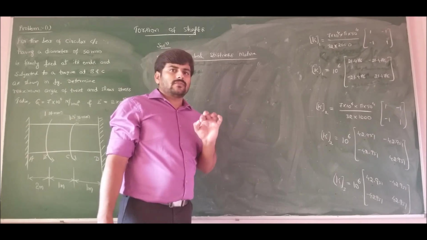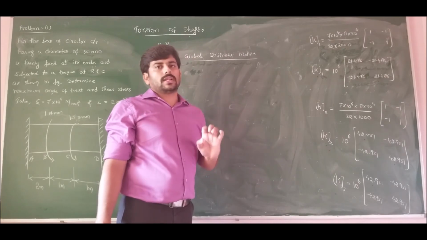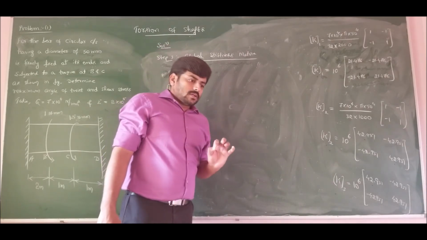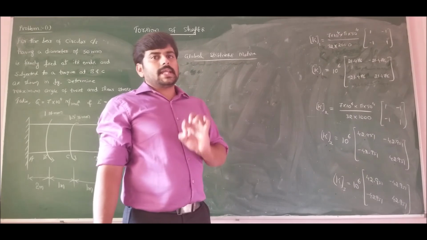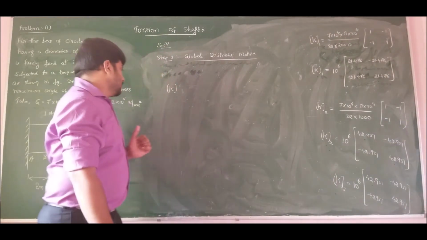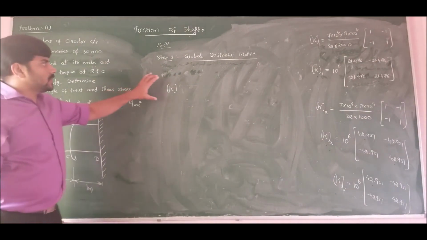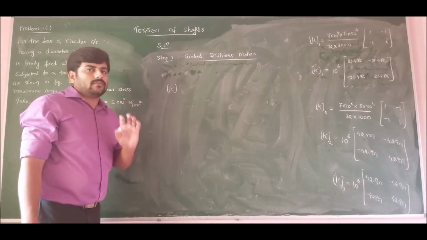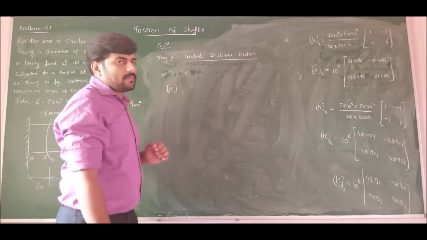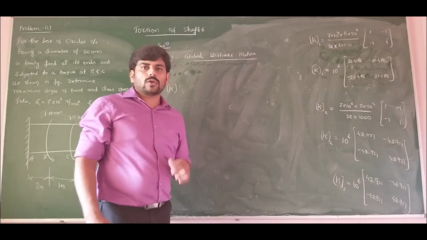If the number of degrees of freedom is 2, then the order of the global stiffness matrix will become 2n cross 2n. If the degrees of freedom per node is 3, then the order of the global stiffness matrix will become 3n cross 3n. Here the degrees of freedom per node is 1, so the order of the global stiffness matrix is n cross n, where n is the number of nodes. This problem has 4 nodes, so the order of the global stiffness matrix will be 4 cross 4.